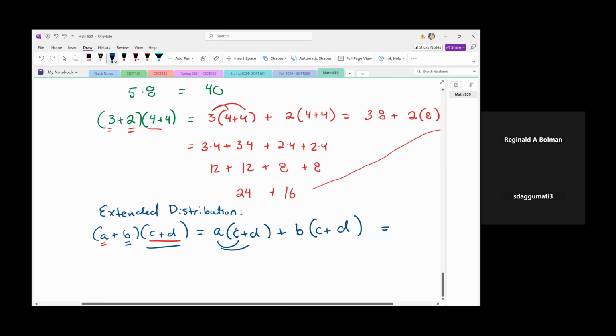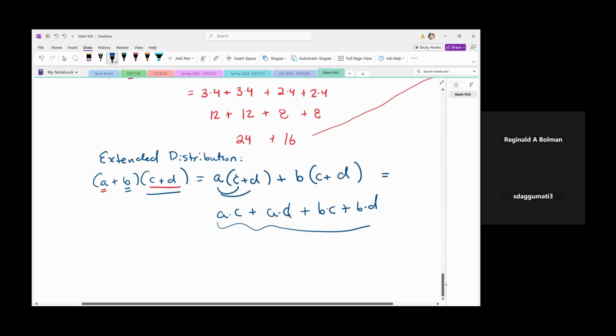Now, at this point, you can use distribution, so you're going to have A times C, and we'll have A times D, we'll have a B times C, we'll have a B times D. So this will be our theoretical result, or theoretical equivalence, between if we actually knew what our A and B were, and we added those together, and we then multiplied that result with the addition of C plus D. We should find that there's, in fact, an equivalence between these two expressions.